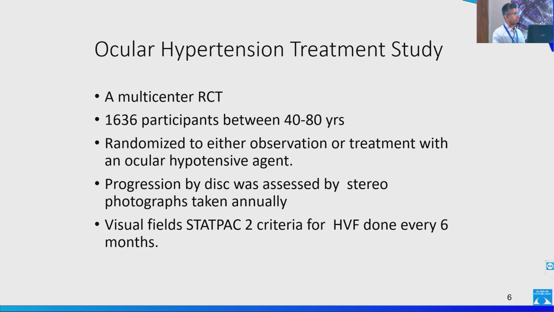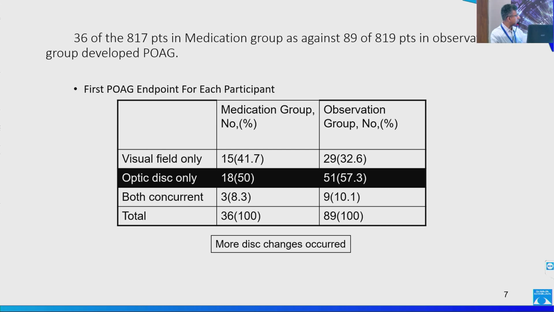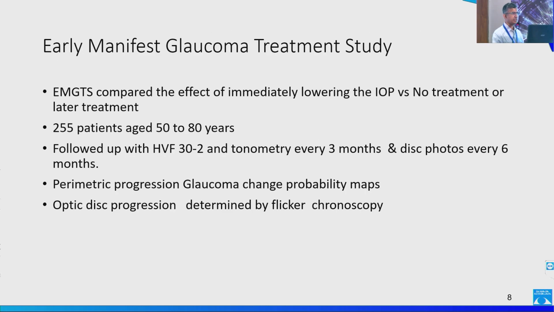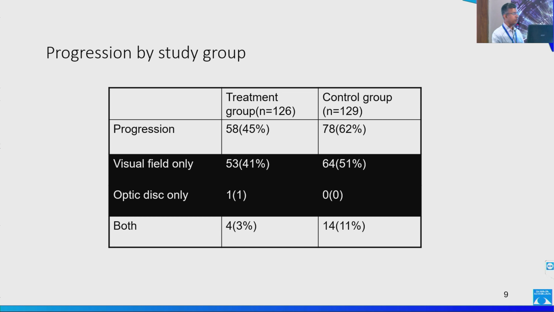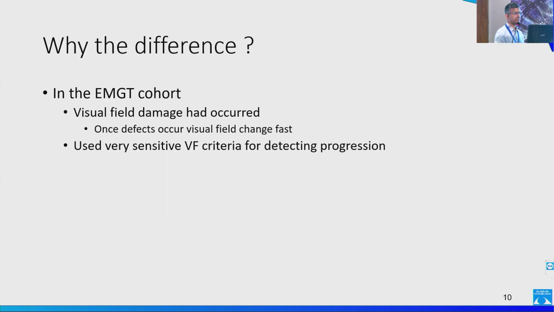If you look at the Ocular Hypertension Treatment Study, you find that some patients progressed, and the ones who progressed were more likely to progress on optic disc findings alone, because that was very early in disease and more disc changes occurred at that time. In the EMGT study, which looked at people with established glaucoma, most of the progression actually happened with visual fields, because once you have damage, functional tests are better at picking up progression than structural tests. So progression can impact both your structural and your functional measures, and both should be looked at.